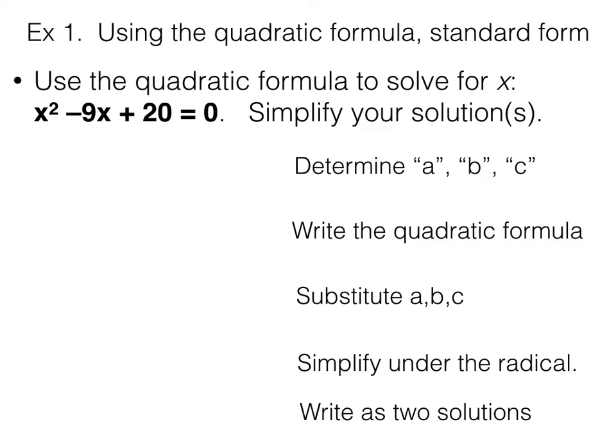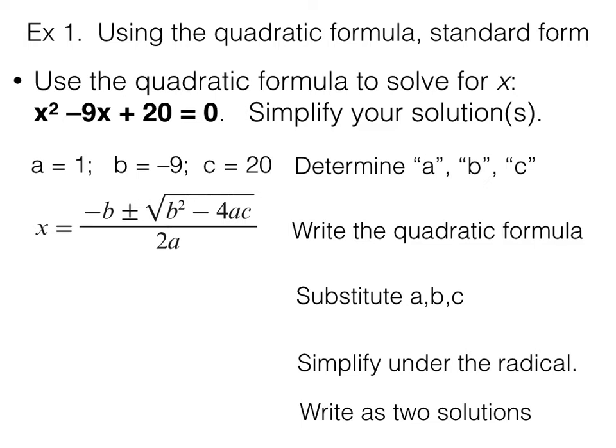Here we're asked to solve the equation x squared minus 9x plus 20 equals 0. Now we have other strategies for solving this quadratic equation. We could factor it. We could complete the square. But let's get practice with the quadratic formula. Since it's in standard form, a, b, and c are relatively straightforward. And the formula we'll write down.